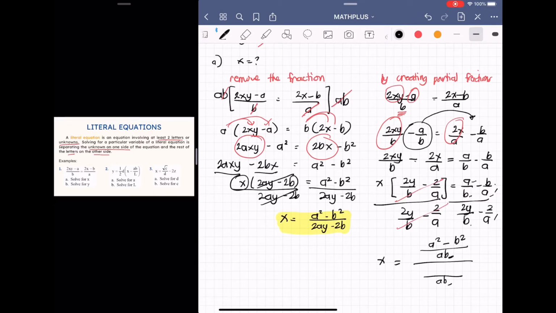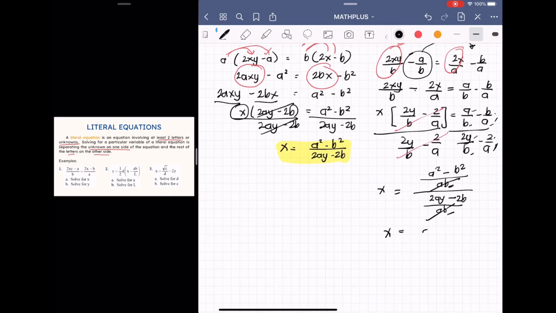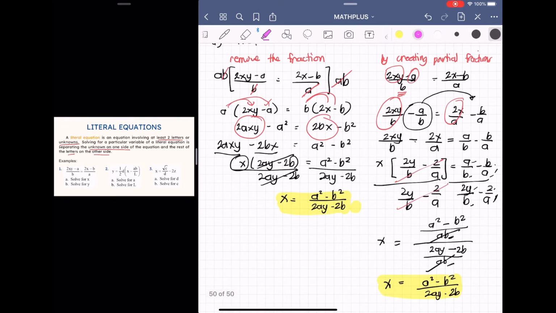In the denominator, I will also have ab as an LCD. So ab divided by b, that's a times 2. So we have 2ay minus ab divided by a, that's b times 2. So you have 2b. In that way, ab can be cancelled because they both appeared in the denominators. And we'll have x equivalent to (a squared minus b squared) all over (2ay minus 2b). And this answer is similar to our previous answer. The only difference is that this one is obviously shorter in solution.